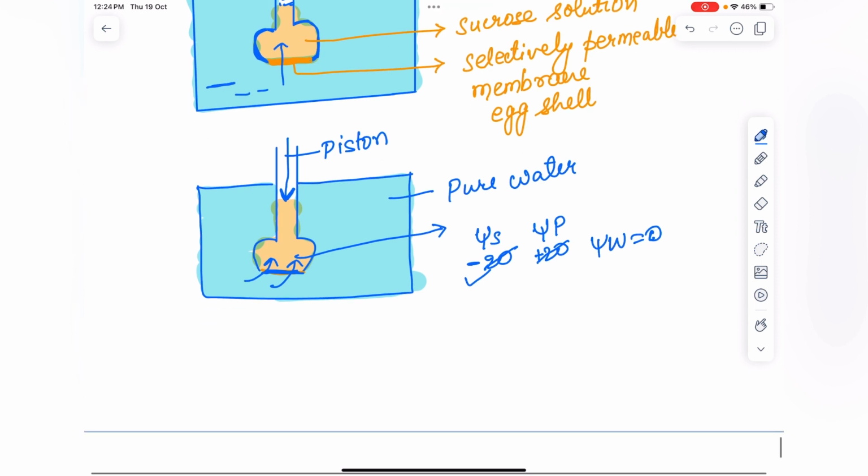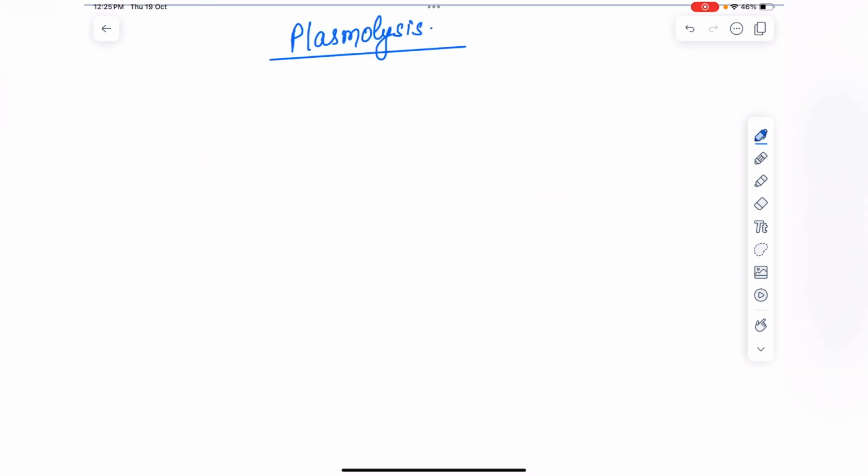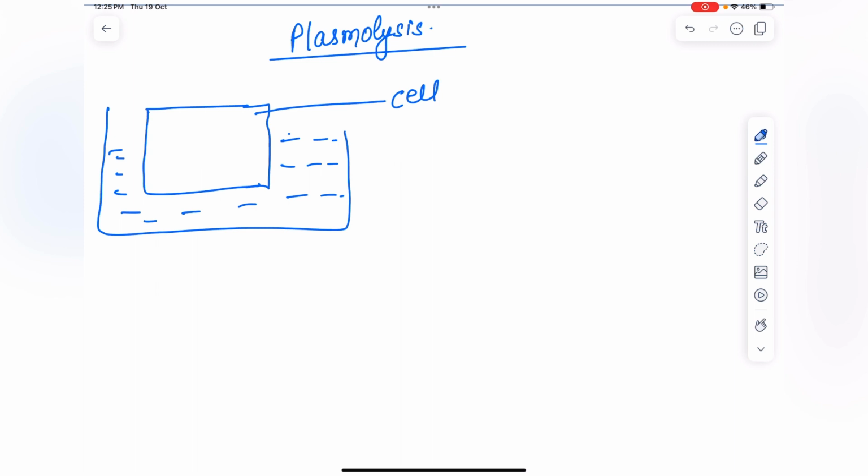Now we'll see what is plasmolysis. So see, the movement of water will depend on the surrounding solution. सराउंडिंग में कैसा सॉल्यूशन है उस पर डिपेंड करेगा कि वाटर का मूवमेंट कैसा होगा. If the external solution, if this is a cell, the external solution balances the osmotic pressure of the cell. बाहर का solution कैसा होगा उससे डिपेंड करेगा कि साइटोप्लाज्म का osmotic pressure कैसा होगा.